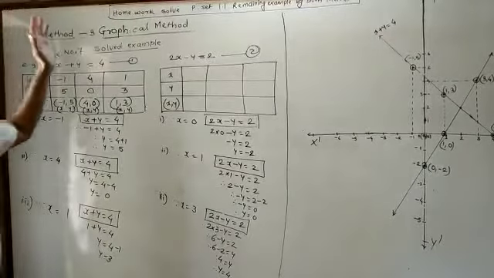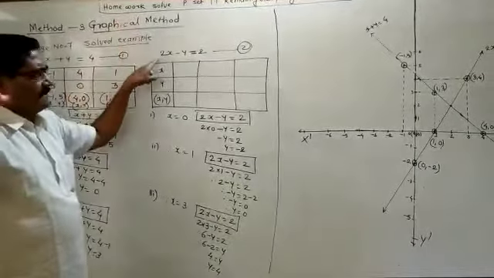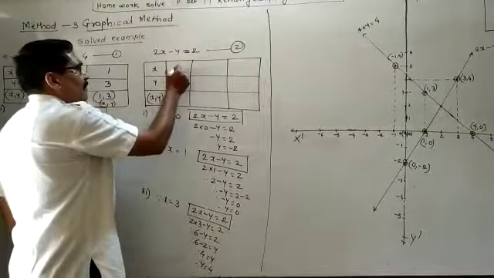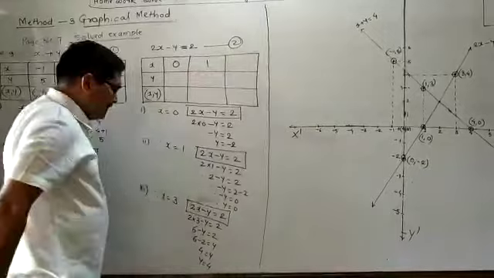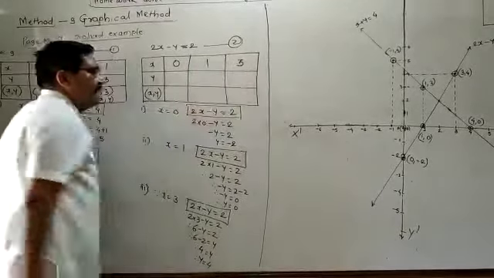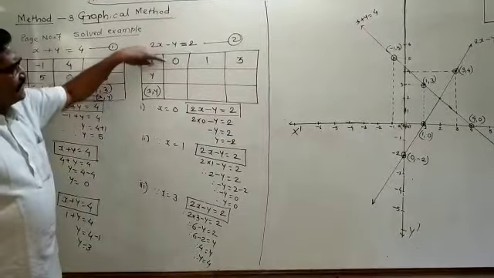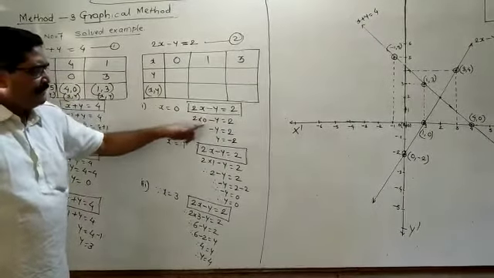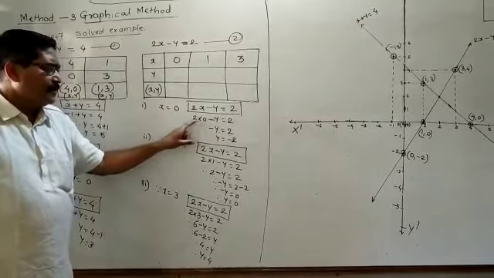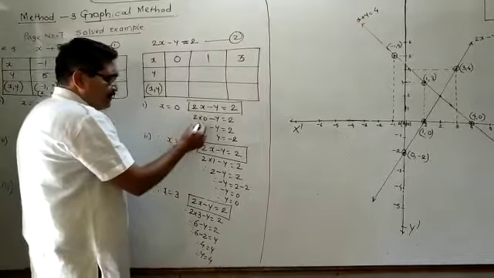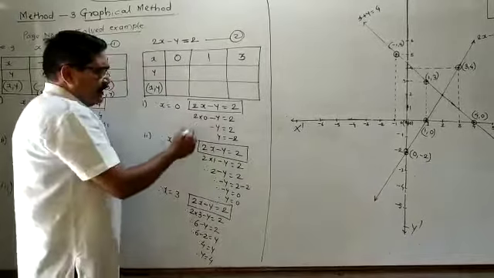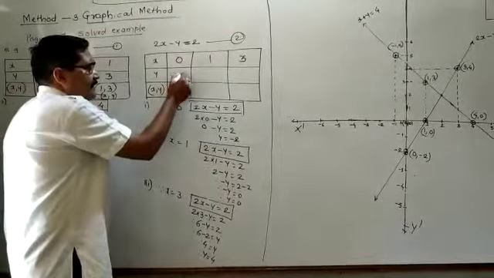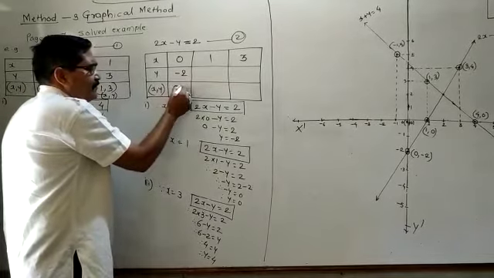In the same manner, you have to consider the second equation. You have to consider 3 values of x. First I will consider the value of x as 0, after that 1, and after that 3. Then put x is equal to 0 in the given equation number 2. 2 multiplied by 0 minus y is equal to 2. 2 multiplied by 0 is 0, so 0 minus y is equal to 2, y is equal to minus 2, and this coordinate is (0, minus 2).